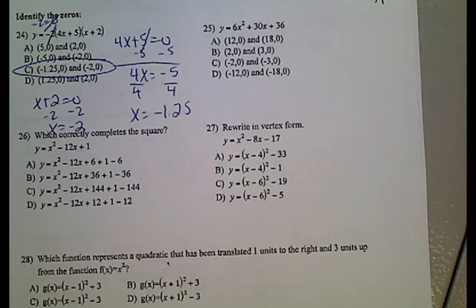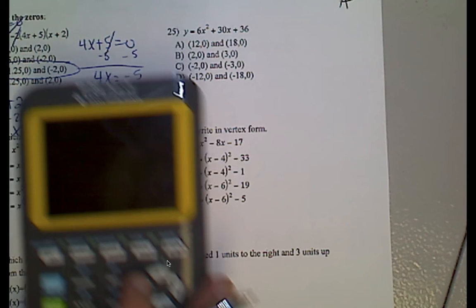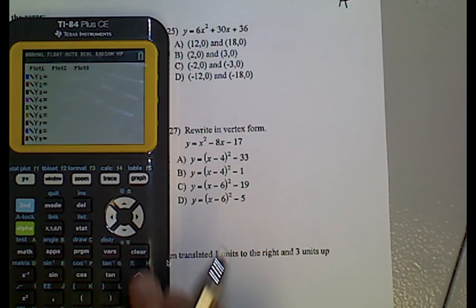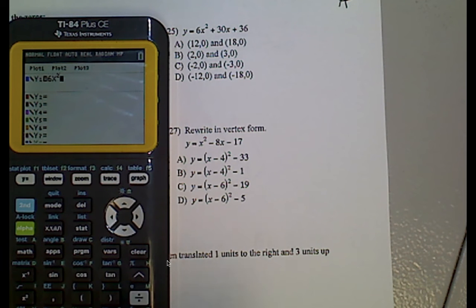However, if it's not already in factor form, there's a lot more work than you really have to do. So what I'm going to do on this one is I'm just going to cheat and type in the actual problem, which is 6x squared plus 30x plus 36.